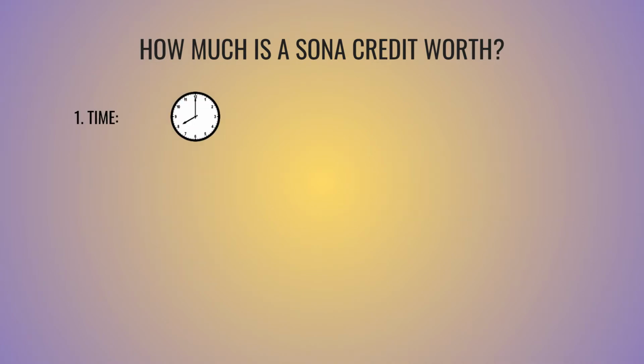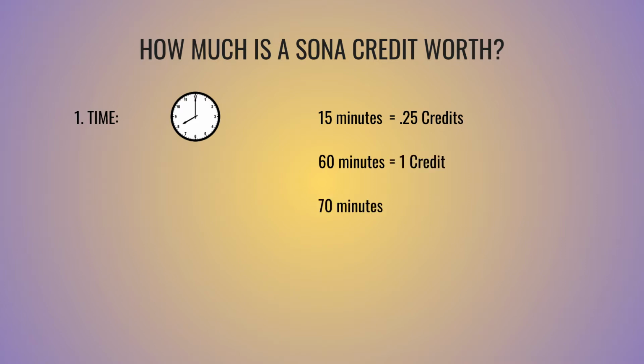Assignment of SONA credit is based on these 3 factors. First, the time required to complete the study means the amount of time a student spends completing the study should translate to a certain number of SONA credits being earned. This results in 0.25 credits for each 15 minutes of student time. For example, a 60-minute study would be worth 1 credit, and a 70-minute study would be worth 1.25 credits. Notice that researchers should always round up when assigning credits.